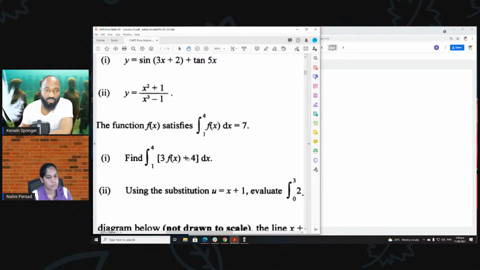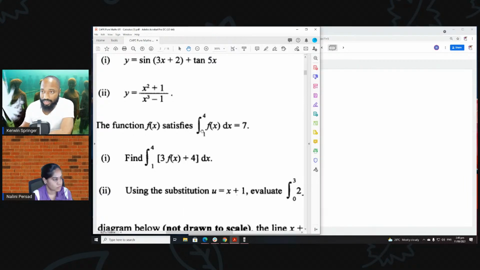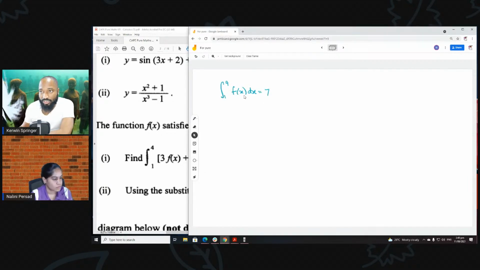There's a multiple choice question in pure maths that tests you on something similar to this as well. So in this case, it's paper 2, so you need to show your working. You're not just going to shade the answer. So what we're going to do, I would say, write it out. The integral between 1 and 4 of f of x with respect to x is equal to 7. So you write that back.